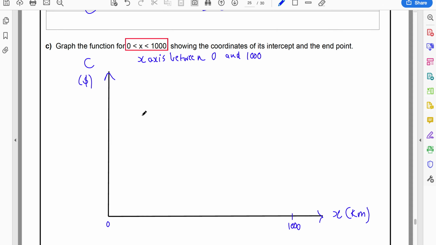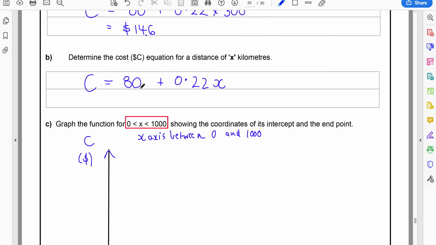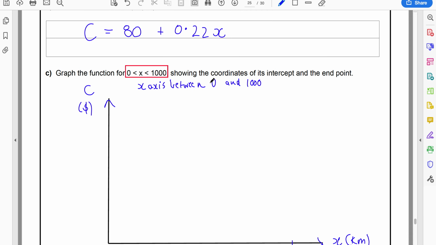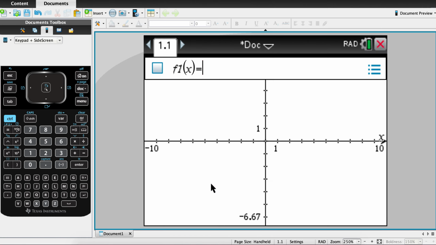What I want to do is have a look at what those values would actually look like, what the coordinate would be here and what the coordinate would be over here. And then all I would have to do is plot those two coordinates and join them with a straight line. Now what you can do is get your calculator to help you here, because you've got the rule, it's right there, 80 plus 0.22x. And then you could use your graph trace function to get these coordinates really, really quickly. So I'll show you what I mean. If we go to graph.